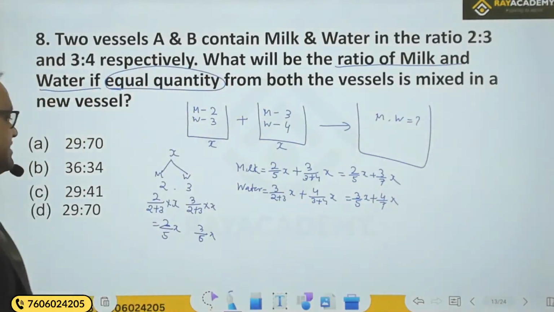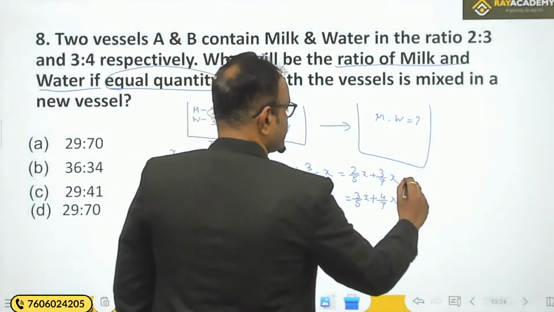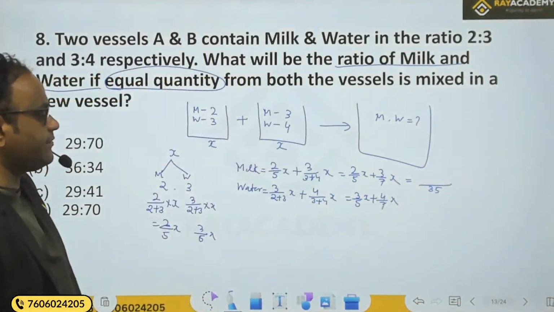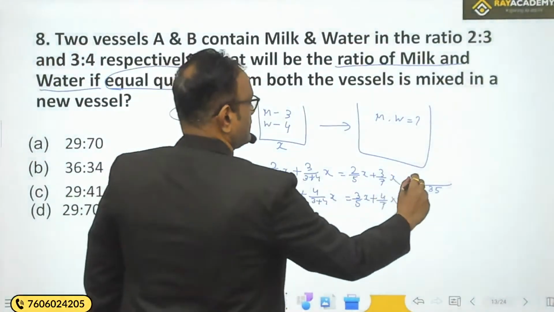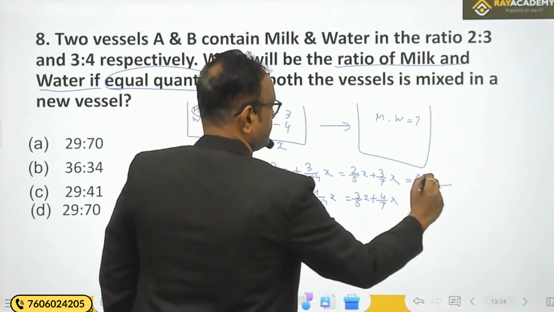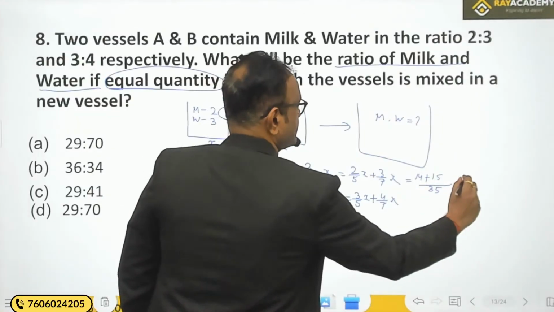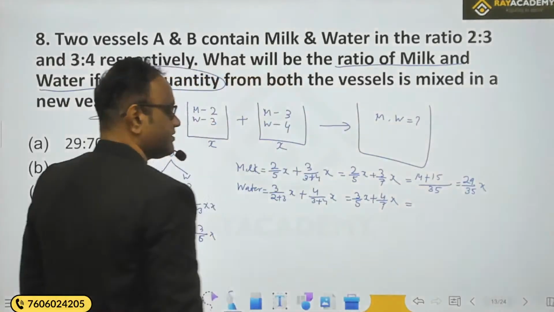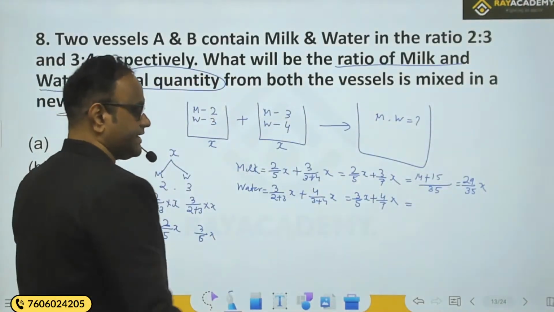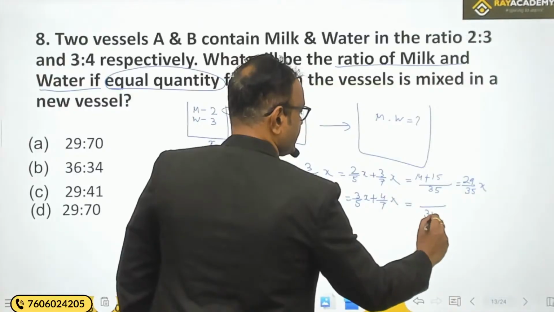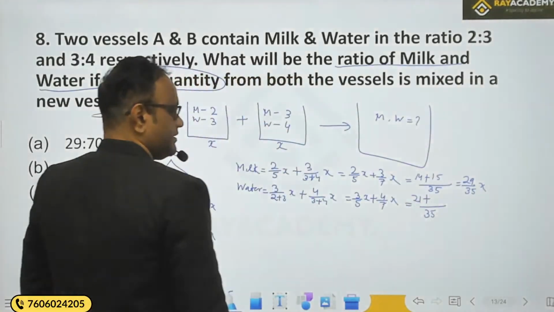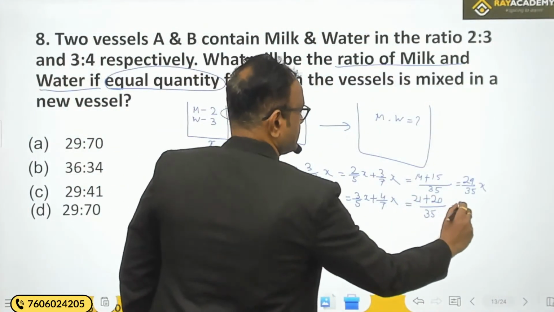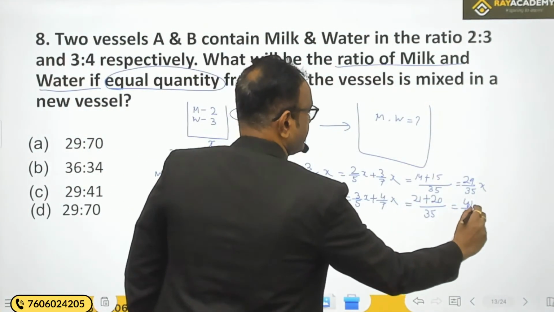Okay. Just simplify it. If you take x common, with LCM 35, this will give you 35 plus 14, plus this will give you 15. So this is giving you 29 by 35 x. And for water, this is giving you 21 by 35 plus 20, so this is 41 by 35 x.